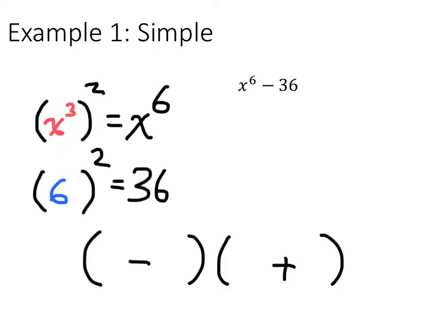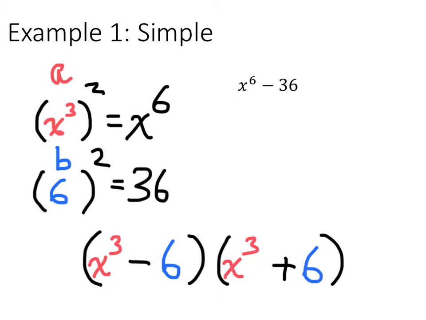So the part of the pattern representing a is the x to the third. The part of the pattern representing b is 6. And so I just put both of those into the pattern. So the factored form is x to the third minus 6 times x to the third plus 6.